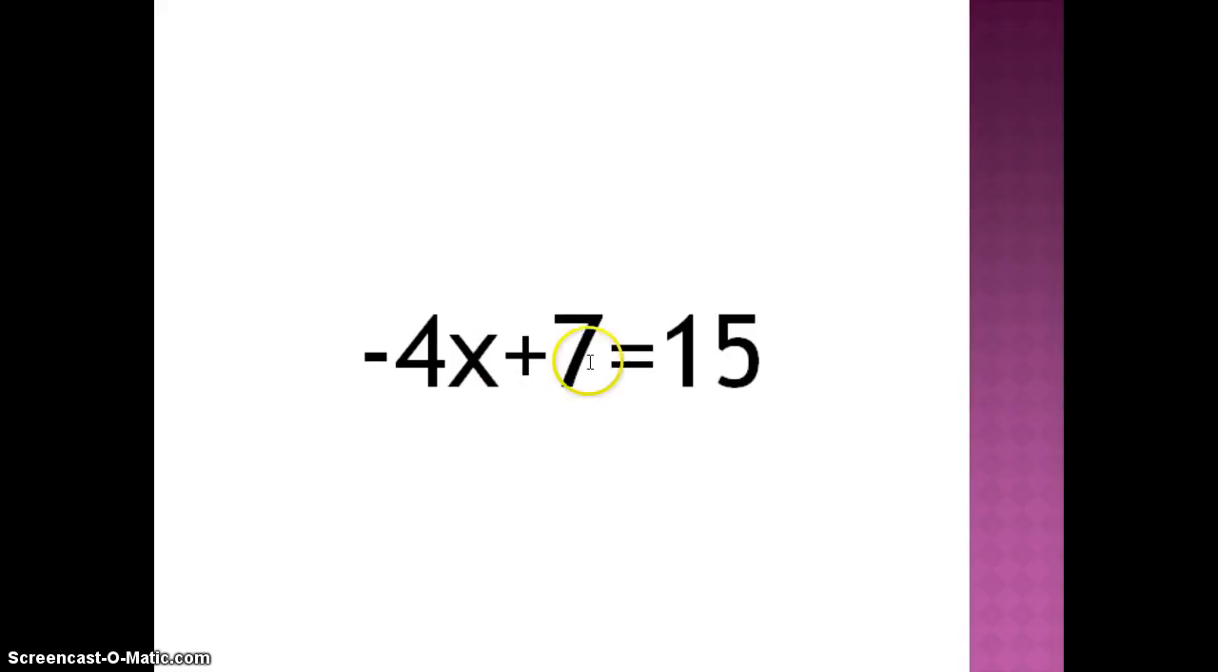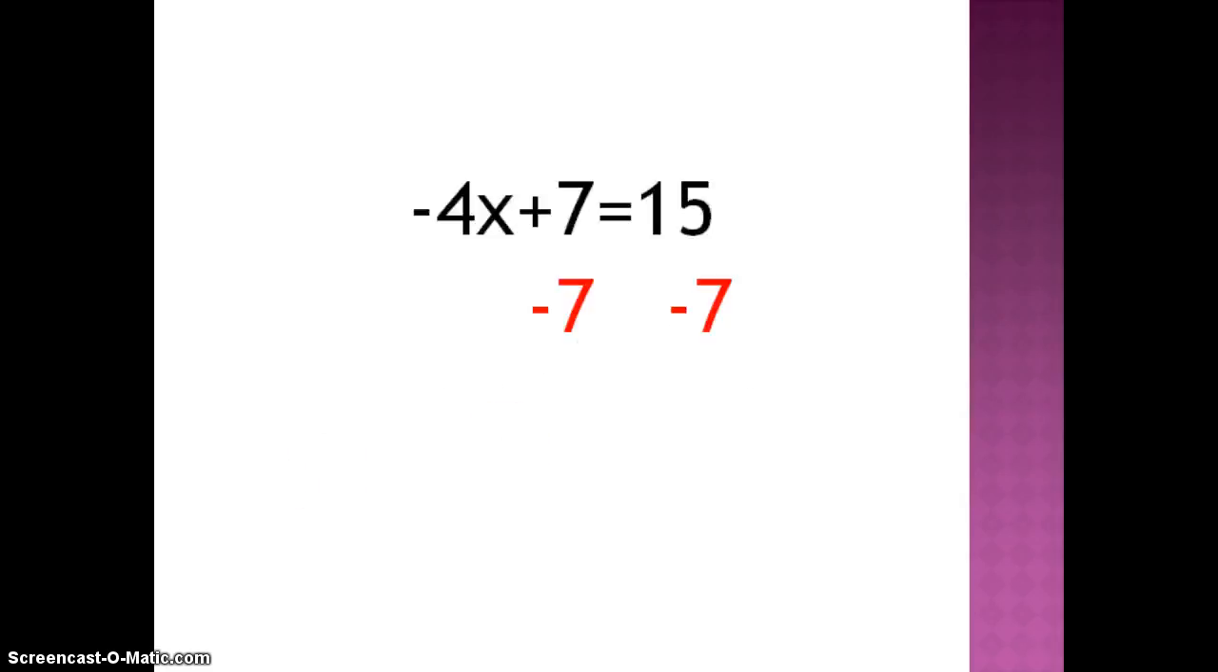the 7 is being added. So in order to separate it, we would have to do the opposite so that we eliminate 7. The way to eliminate 7 would be to subtract, which is the opposite of adding. This would automatically cancel out both 7s.